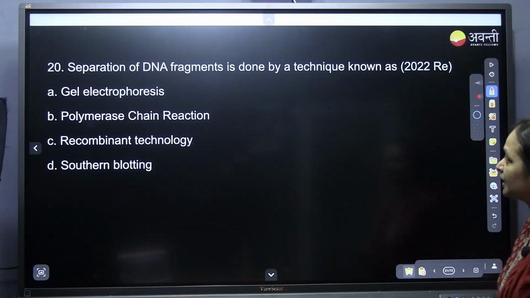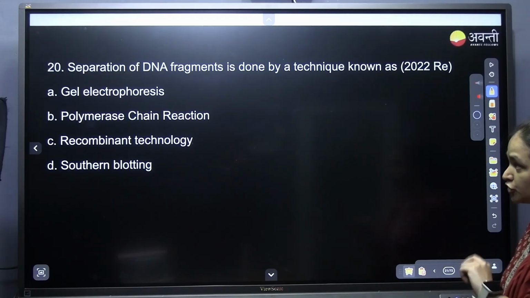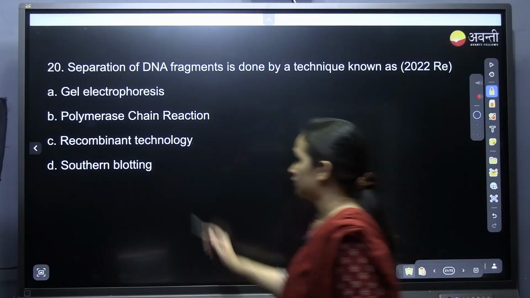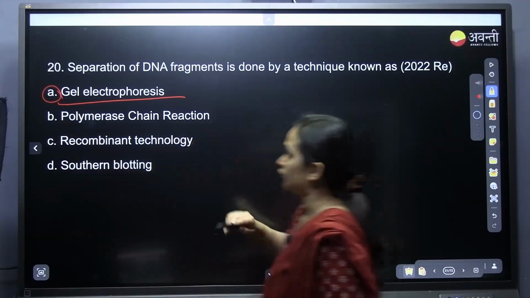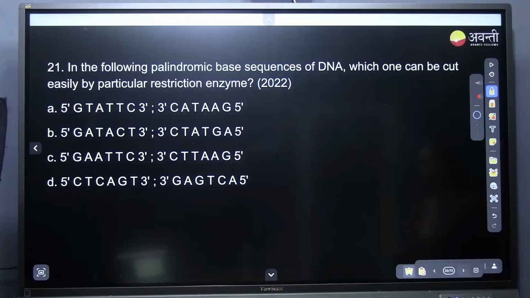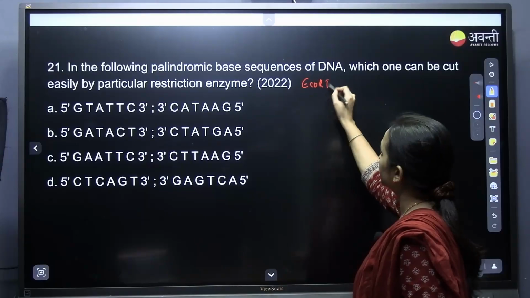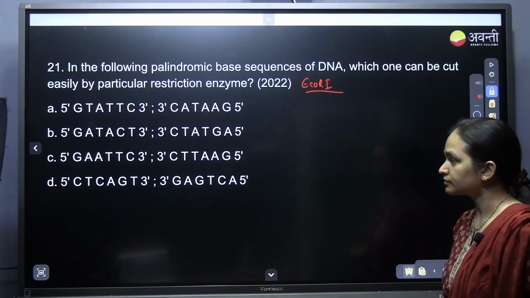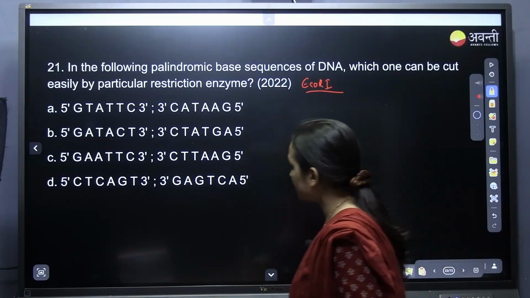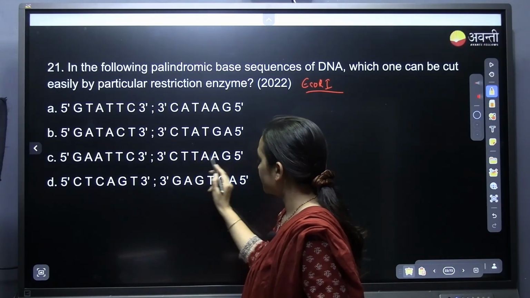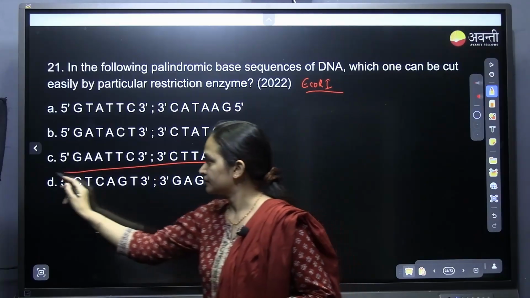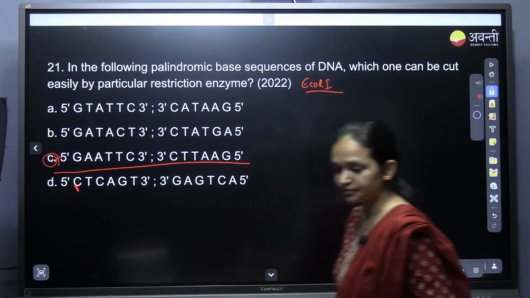Separation of DNA fragments is done by a technique known as gel electrophoresis. In the following palindromic base sequences of DNA, which can be cut easily by a particular restriction enzyme? The particular restriction enzyme they are talking about is EcoRI. Tell me. C. GAATTC, CTTAAG. This is the correct answer.